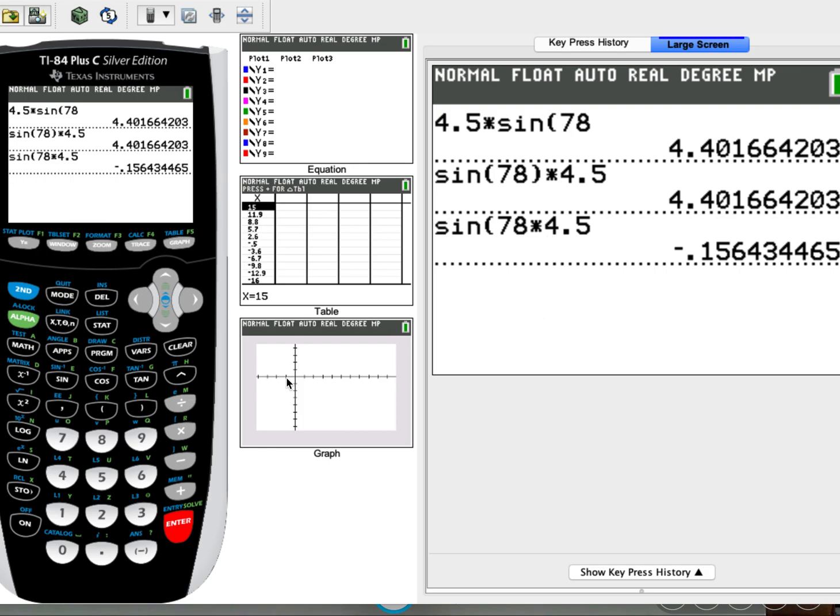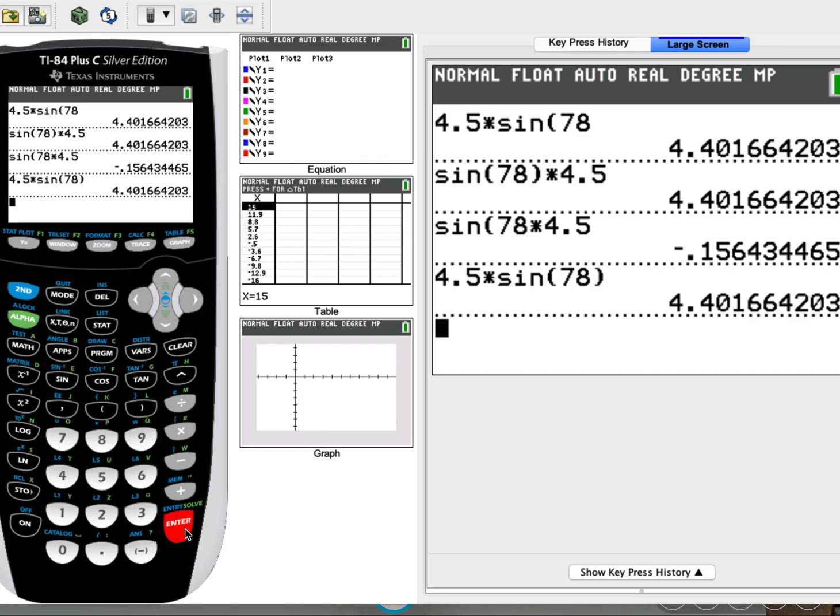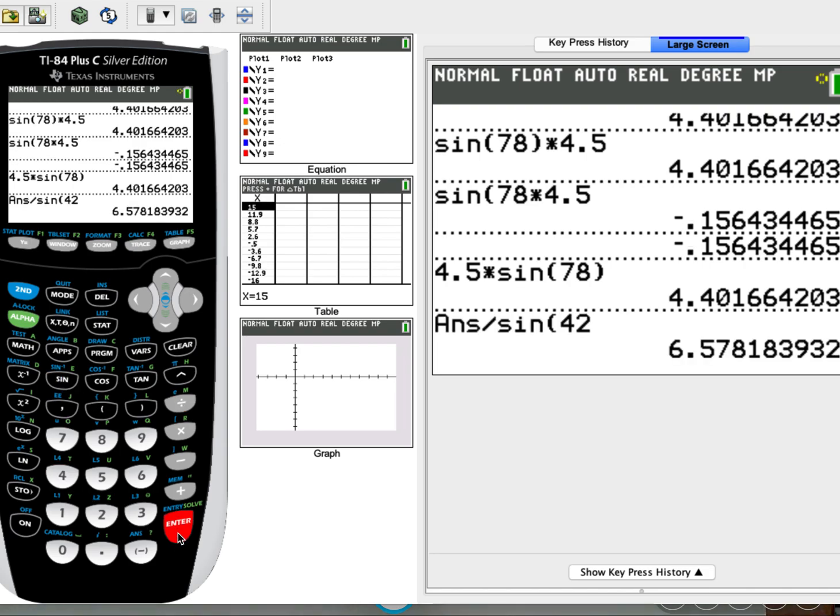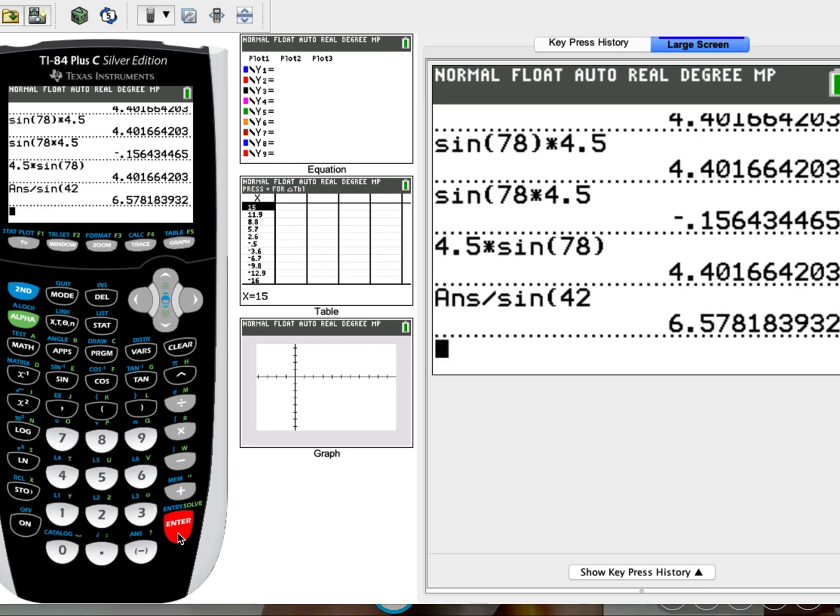All right, so I'm going to go back to get the right answer at the bottom. 4.5 times the sine of 78. Press equal, and then it wants me to divide by the sine of 42. And that's going to get me my side length C. So it looks like C is 6.57, so I'm going to round that to 6.6, I think.